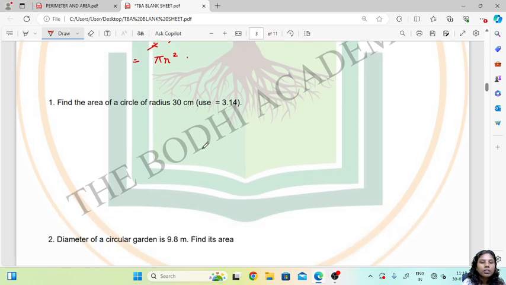Now let's look at the first problem. The area of a circle of radius is 30 centimeter. So here the radius is given to us. Find the area of the circle.